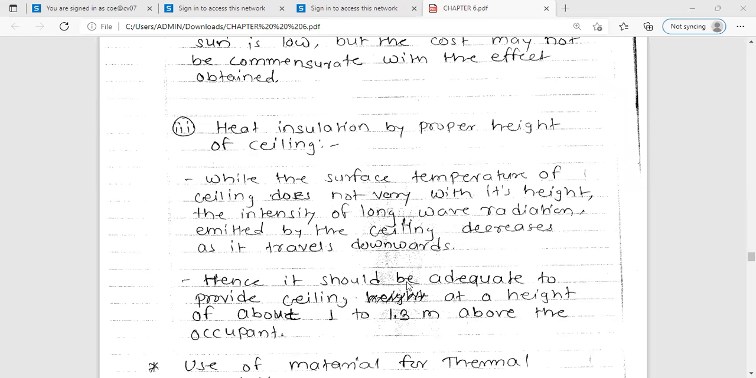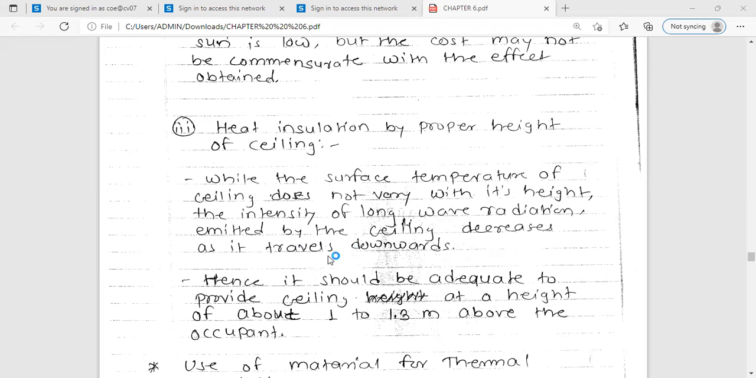Okay, hence it should be adequate to provide ceiling at a height of about 1 to 1.3 meter above the occupant. Occupantचं जे काही टोटल हाईट आहे त्याच्यावरती 1 मीटर ते 1.3 मीटर पेक्षा जास्त आपली सिलिंगची हाईट वगैरे आपल्याला काय करायची, प्रोव्हाइड करायची, की जेणेकरून सिलिंग हाईट जी आहे ती जास्त प्रोव्हाइड करून आपण काय करू शकतो, तर हे ट्रान्सफॉर्मेशन जे आहे ते वरतून खाली सहसा तरी जास्त होणार नाही याची काळजी घेतली जाते. सहसा तरी आपले पब्लिक बिल्डिंग जे आहे त्या पब्लिक बिल्डिंग मध्ये आपण काय करतोय, तर फ्लोर टू फ्लोर हाईट जी आहे ती जास्त ठेवण्याचा प्रयत्न करतोय.